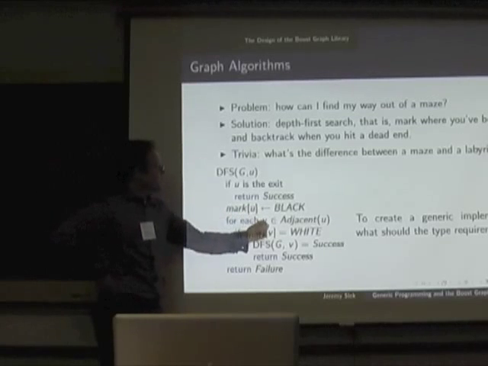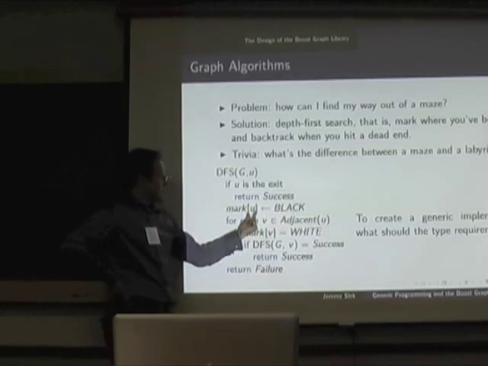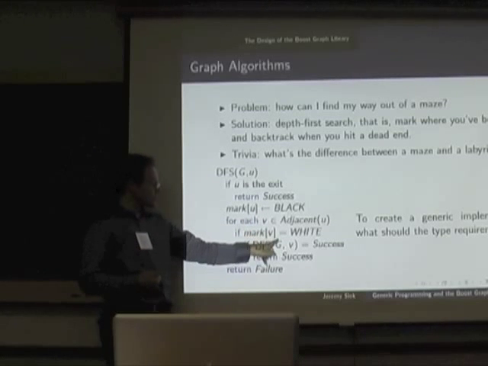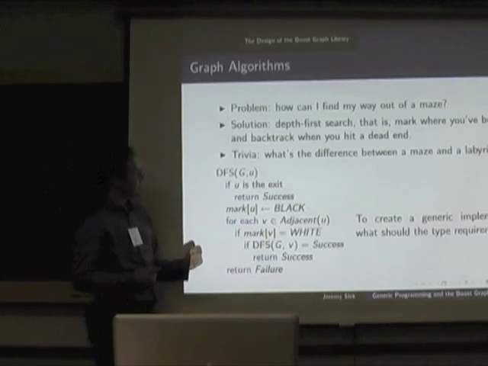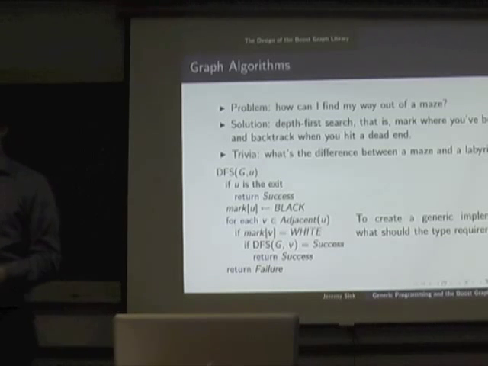We need to be able to associate black with the vertex, and then later on, we need to be able to read it back out. This is a read operation here, and compare it to white. That's basically it. We need to be able to read and write to this thing. And that's it.